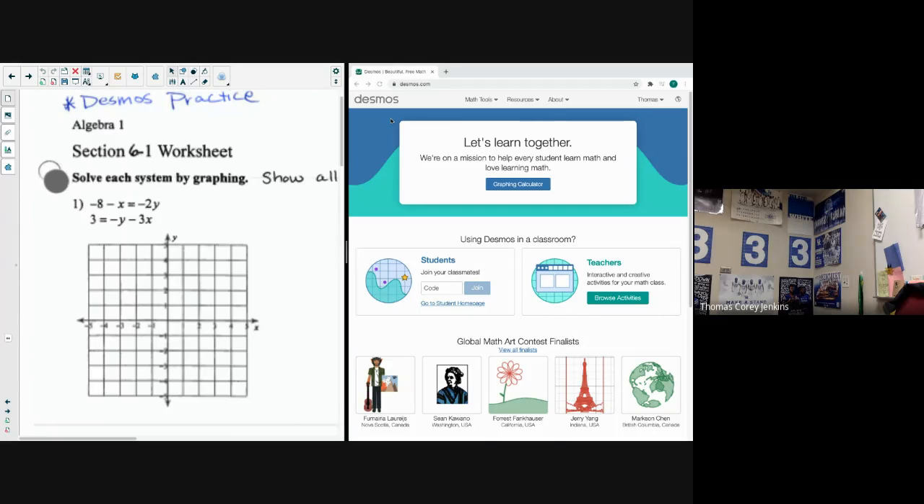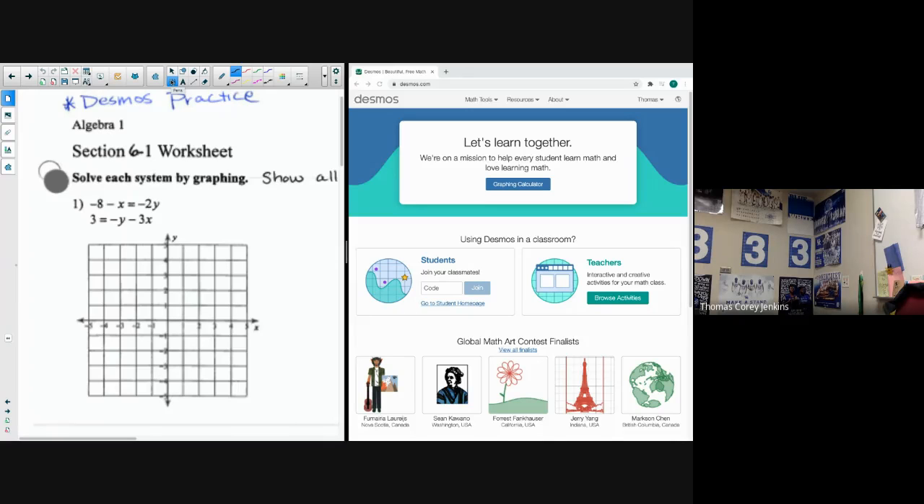This is not like a new lesson, but rather kind of an extension of what we've learned so far in section 6.1, which is about solving systems by graphing. Okay, so anyways, we're going to take a different approach to what we've been doing, which is graphing these by hand. And we're going to use a little bit of technology to aid us in our efforts.